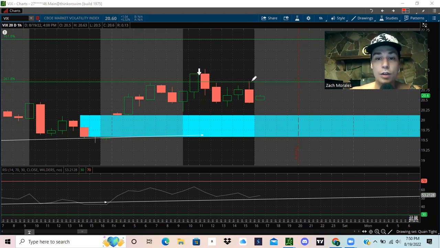So we're going to look for the VIX to drop down and fill this gap sometime soon, right? We would prefer sometime soon, but the main question with these gaps is not if they're going to fill, but when they're going to fill, right? In order for this gap down to fill, we would need market sentiment to remain bullish, right?